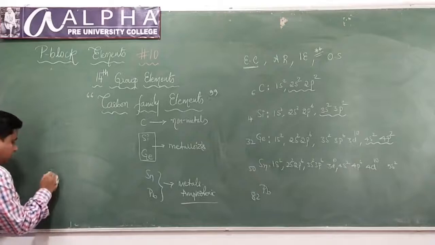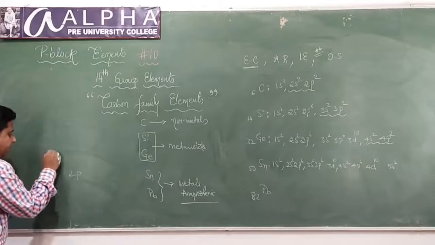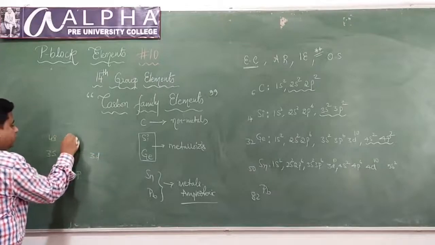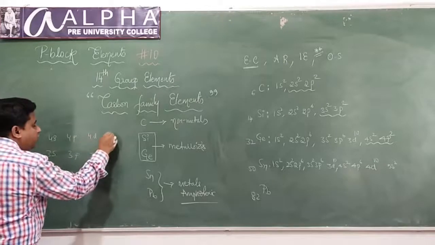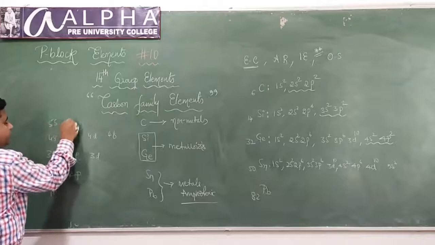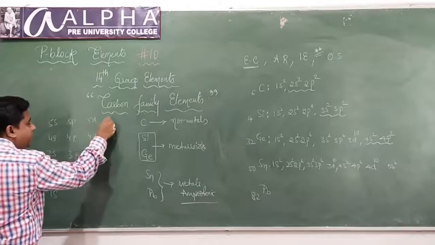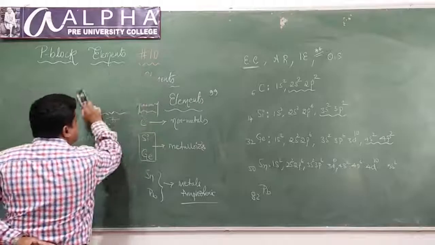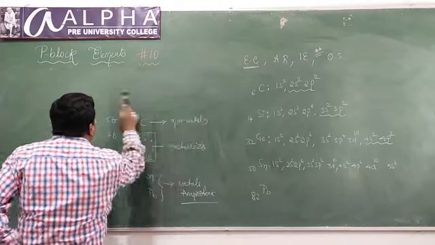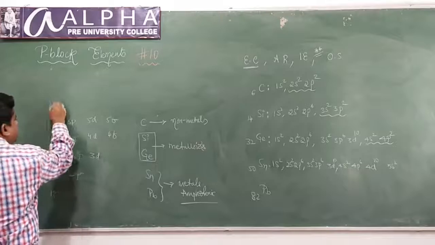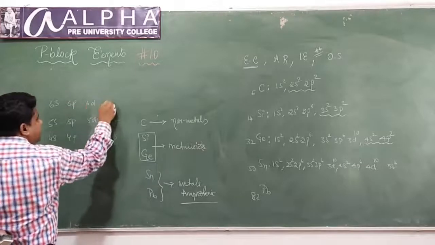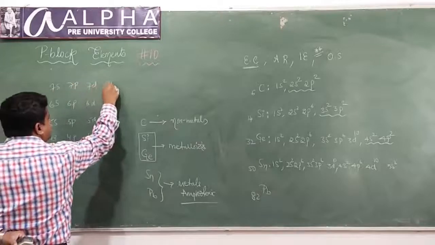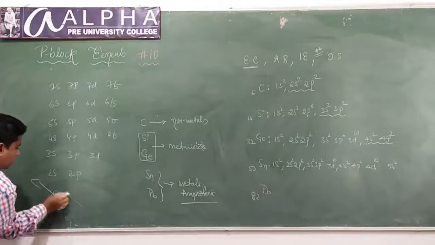1s, 2s, 2p, 3s, 3p, 3d, 4s, 4p, 4d, 4f, 5s, 5p, 5d, 5f, and then what? 6s, 6p, 6d, 6f, 7s, 7p, 7d, 7f. Go in this order.